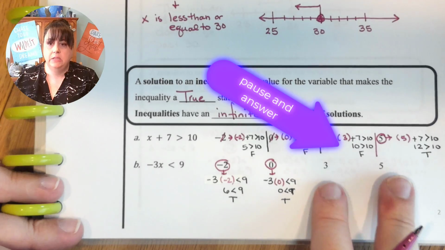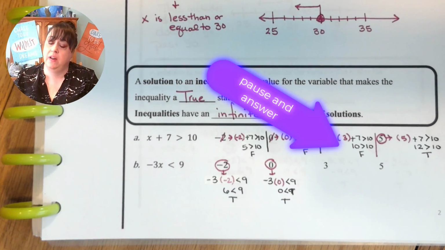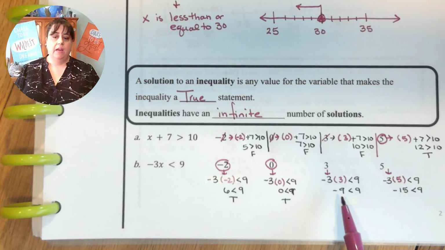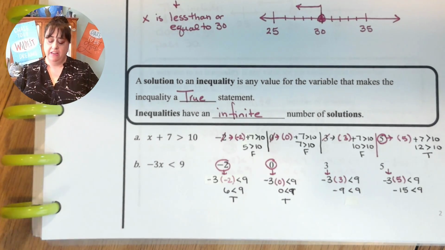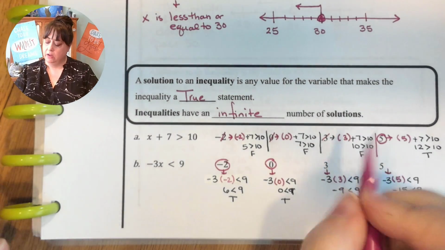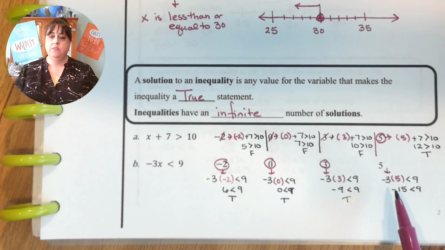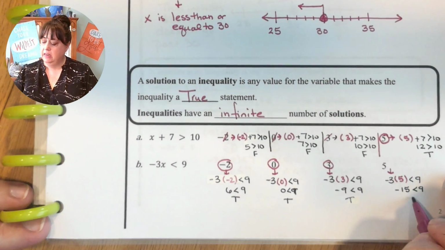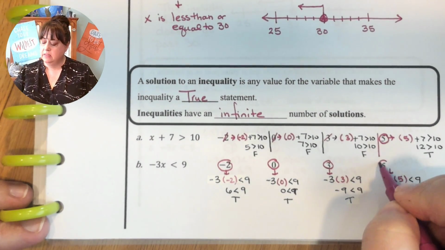I want you guys to do these two. Come on back after you've done them. Okay, so you ended up with negative 3 times 3 is negative 9. Negative 9 is less than or equal to negative 9. That's true. So this is also a solution. And on this one, negative 3 times 5 is negative 15. Negative 15 is less than 9. That is also true. So this is a solution.